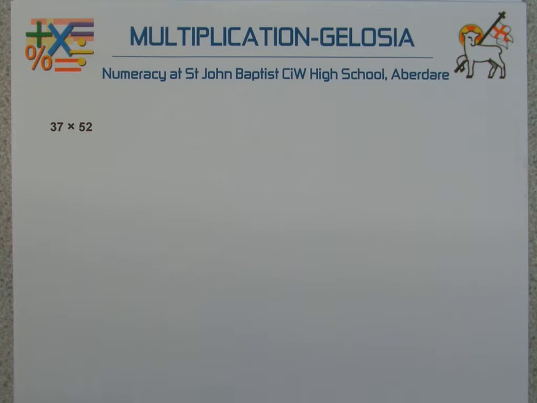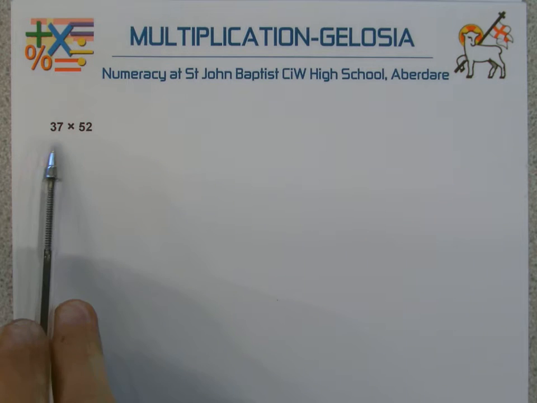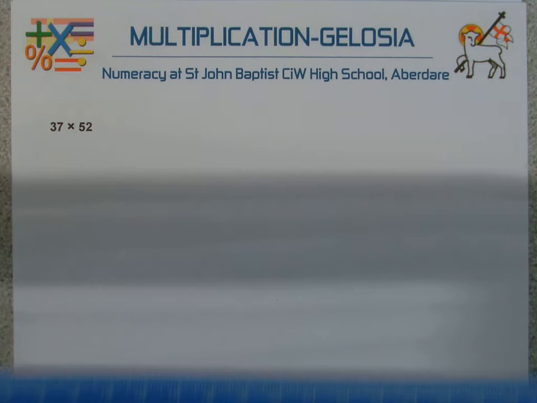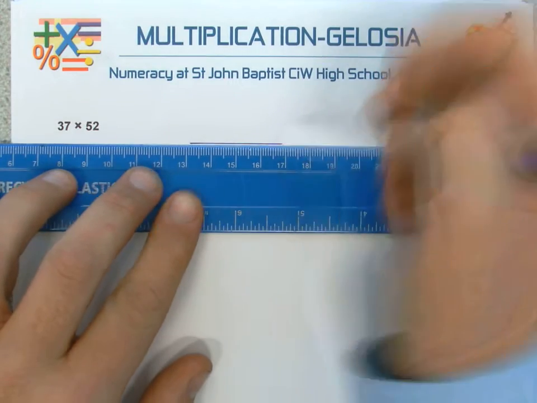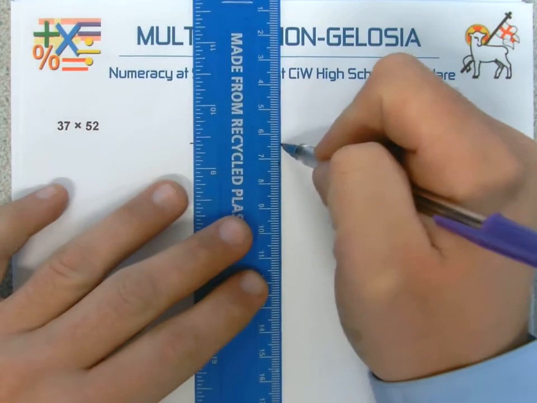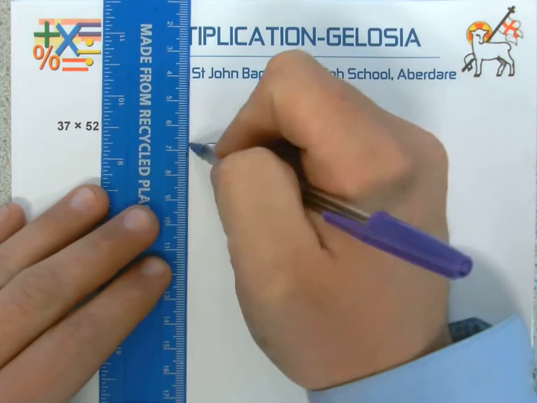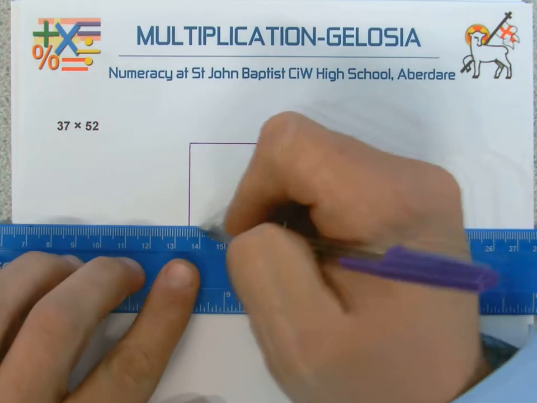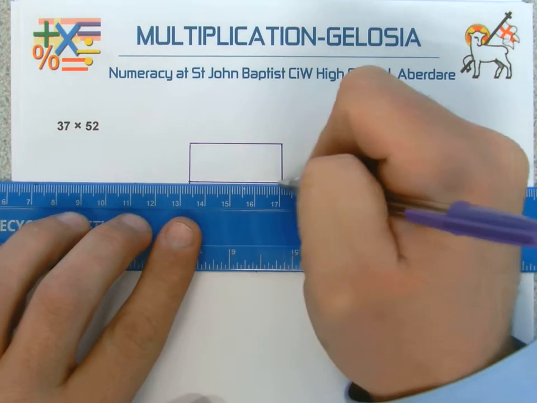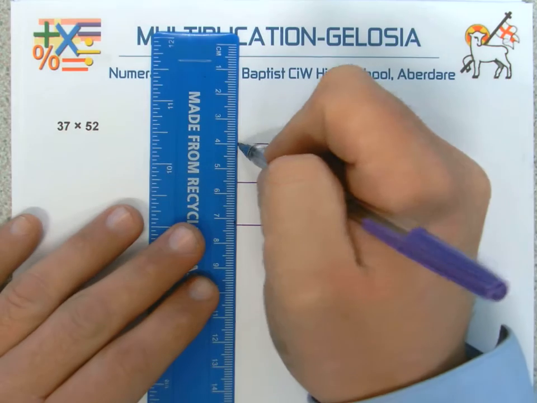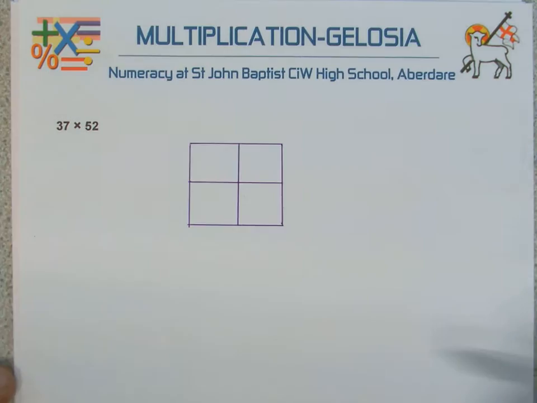For multiplication using the Gelosia method, or sometimes this is called the lattice method. Alright, so what we do, you look at the multiplication here, and we've got a 2-digit number times a 2-digit number, so you literally do a 2 by 2 box. Alright, so we can do our box.